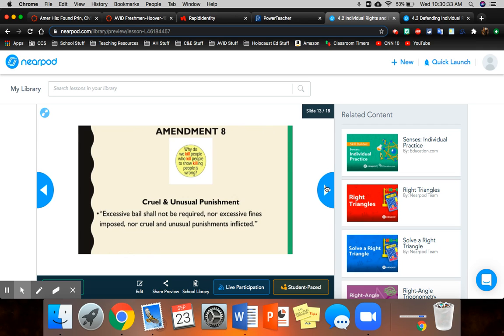All right, Eighth Amendment, no cruel and unusual punishment. So this is the exact wording. Excessive bail shall not be required, nor excessive fines imposed, nor cruel and unusual punishments inflicted. So many people would say that nowadays the death penalty is a violation of the Eighth Amendment, and some people have been saying that from the very beginning. But anyways, it just goes to show you it's in the eye of the beholder.